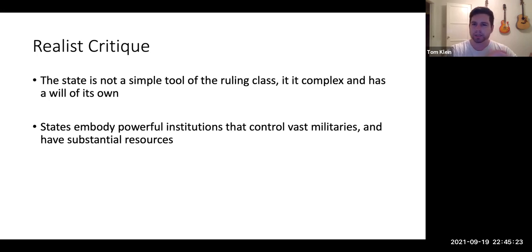So they might say communists or Marxists look at the government, look at the state, and say it's just proletariat versus bourgeoisie, but there are nuances, there are complexities. Not every person in power is necessarily wealthy, and vice versa. People go from wealthy to poor and back and forth, they might say. States embody many different institutions that control vast militaries and have substantial resources. There are three branches of government, there are bureaucrats, there's the military, and they're all kind of competing against each other for resources. Realists might say it's not some big conspiracy, us versus them. It's just almost its own living organic organism.